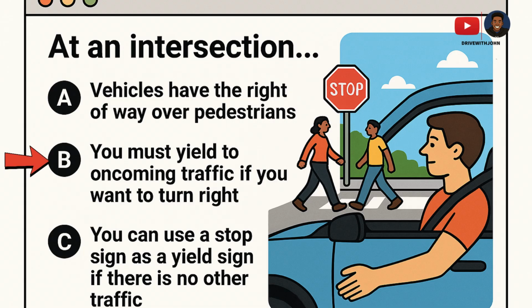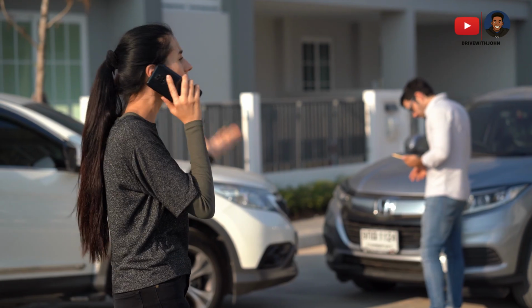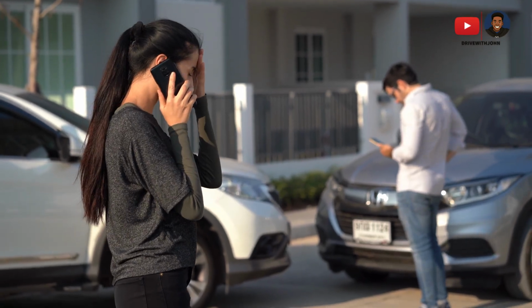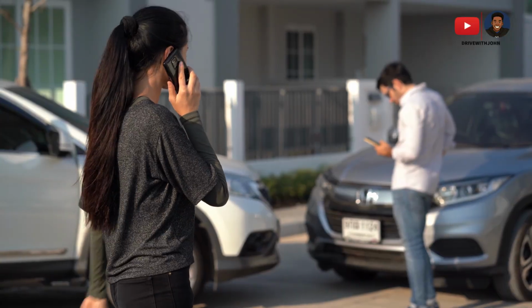You must yield to oncoming traffic if you want to turn right. Why is it not A, that vehicles have the right of way over pedestrians? No. A vehicle is a machine. It can kill pedestrians. Pedestrians have right of way. When somebody jumps in front of you while you're driving, you press your brakes to stop before hitting the person. Okay, so that's basically the process there.